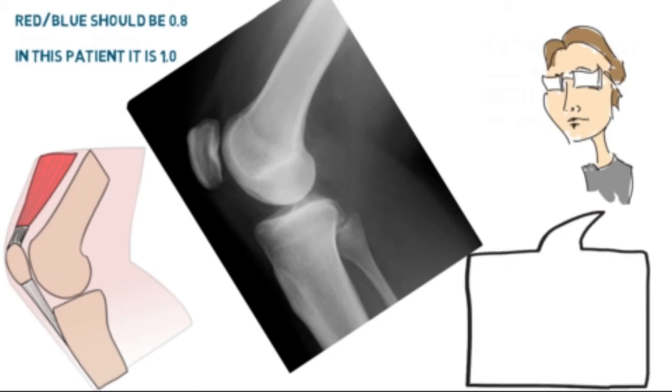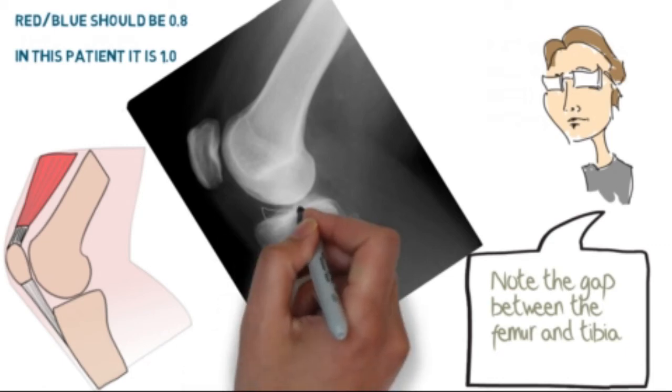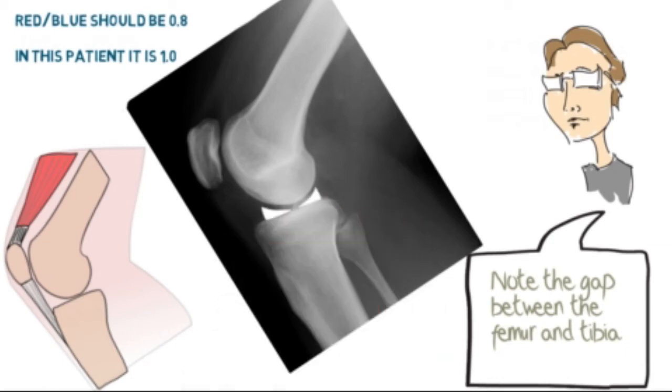Although they're not visible on the X-ray, one can make some inference about the presence or absence of the shock-absorbing menisci, because their presence accounts for some of the space between the femur and the tibia. An MRI scan would be much more useful, however.